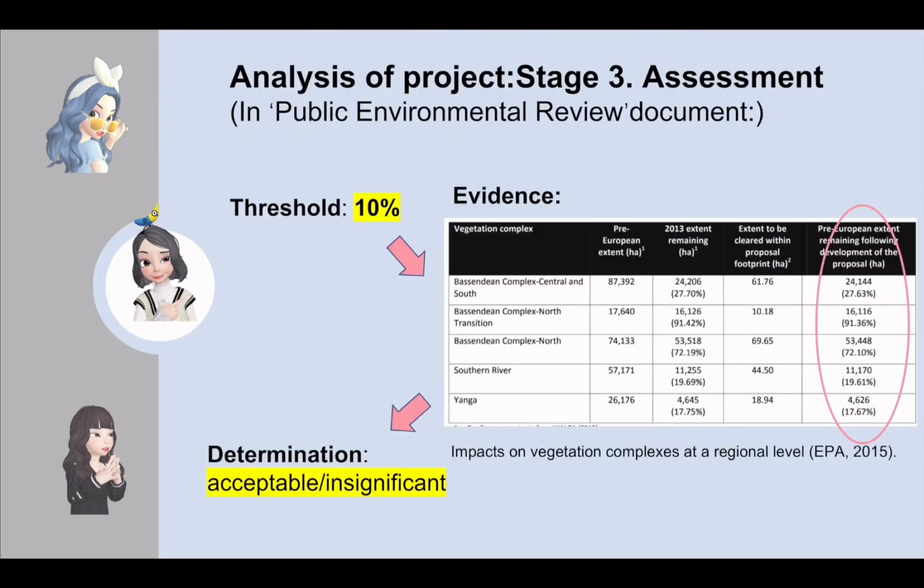Then, let's move on to stage 3. In stage 3, surveys told us that a total of 5 vegetation complexes shown in this figure would be impacted by the vegetation clearing. To determine the impact significance on these 5 complexes in stage 3, the significance spectrum was also used and the threshold was also set as 10% by EPA. In the PER document, the circle here shows the 5 vegetation complexes would all be above the threshold after clearing, so the impacts on them were acceptable.